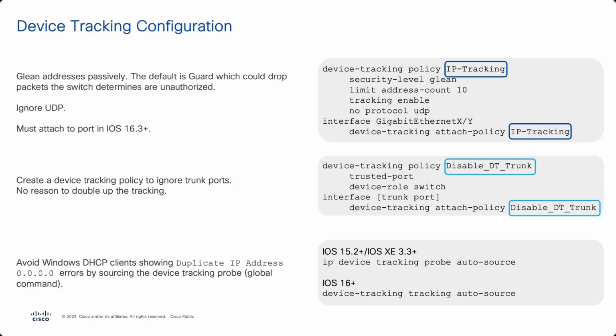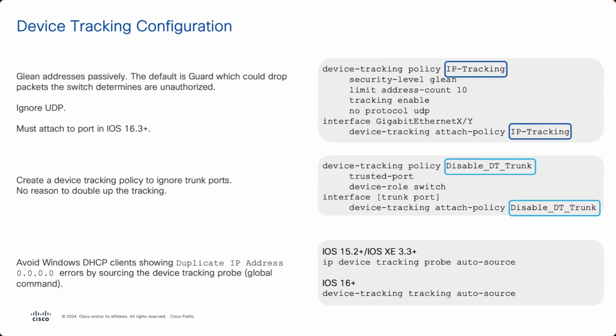The next policy is the trunk. I actually created a tracking policy for trunk because we don't need to track on a trunk. We only care about tracking on an access port. If you don't disable tracking on a trunk port, you're just doubling up the information. So we set it to a trusted port, and we tell it it's a switch. The device role is a switch. And then on the actual trunk port interface, we attach the policy.